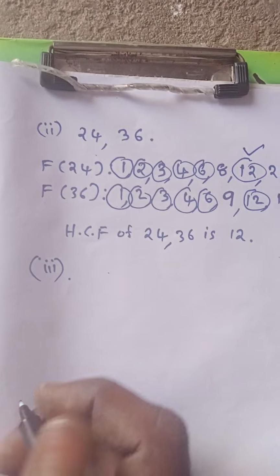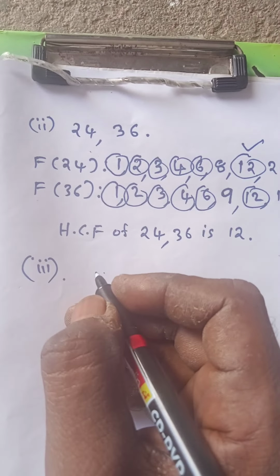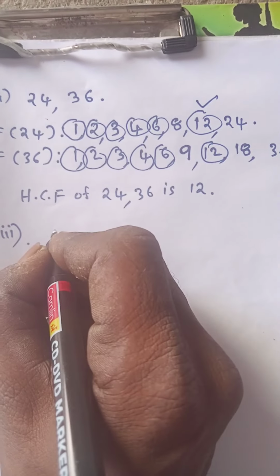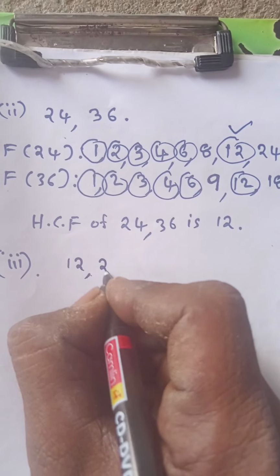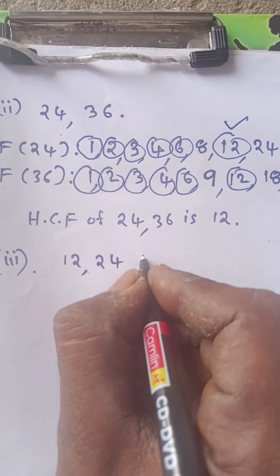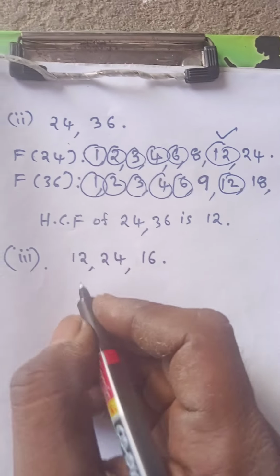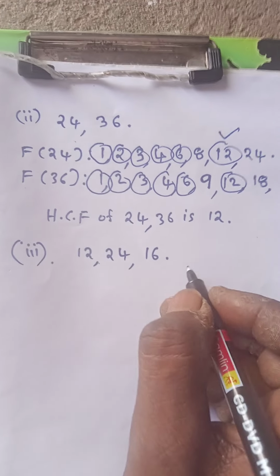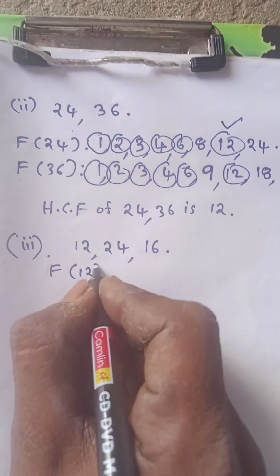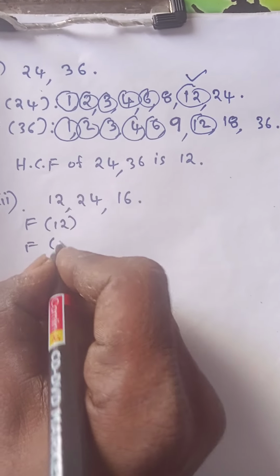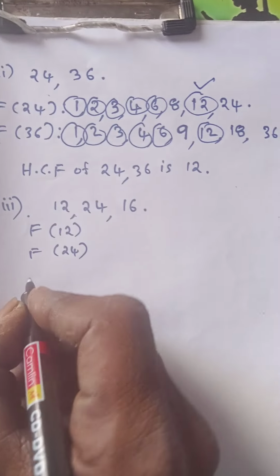Now we are going to consider more than two numbers. For example, I am taking 12, the other one is 24, and one more number, 16. I want to find the HCF of these three numbers. How do you find it? For that also, we need to write all the factors of 12, the factors of 24, and then the factors of 16 also.